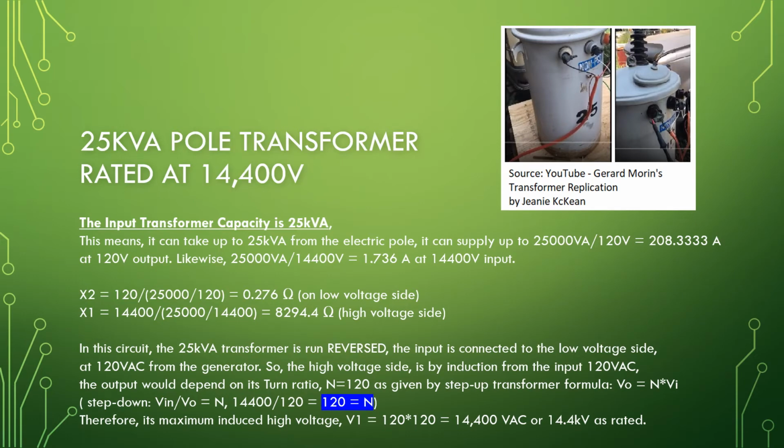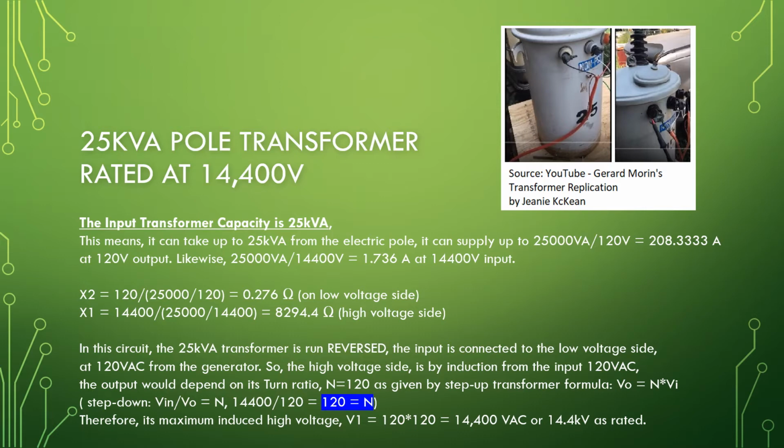The input transformer capacity is 25 kVA. This means it can take up to 25 kVA from the electric pole. It can supply up to 25,000 VA divided by 120 volt equals 208.3333 ampere at 120 volt output. Likewise, 25,000 VA divided by 14,400 volt equals 1.736 ampere at 14,400 volt input.